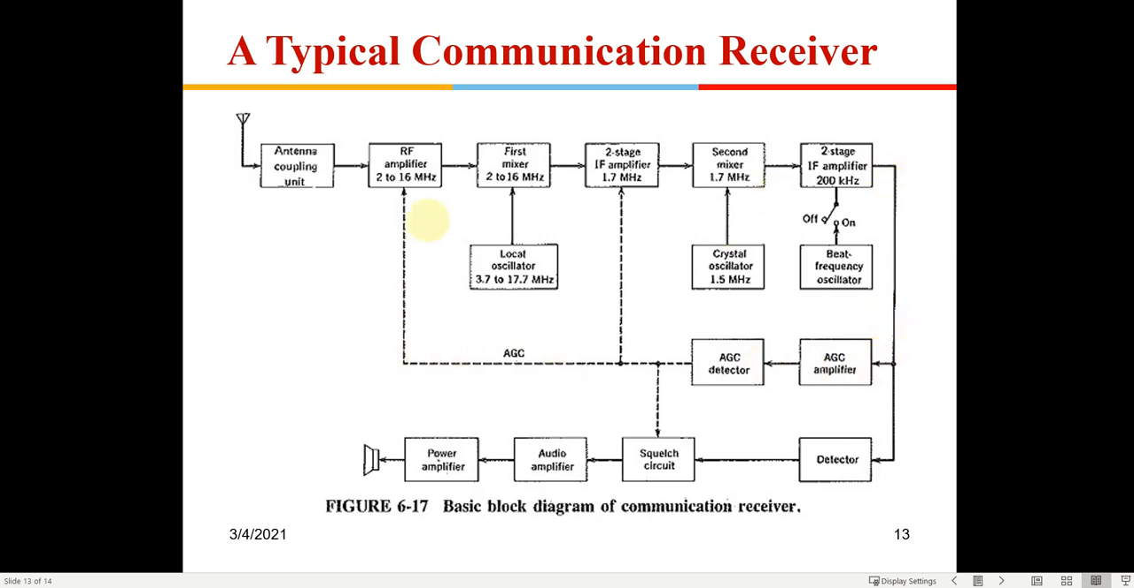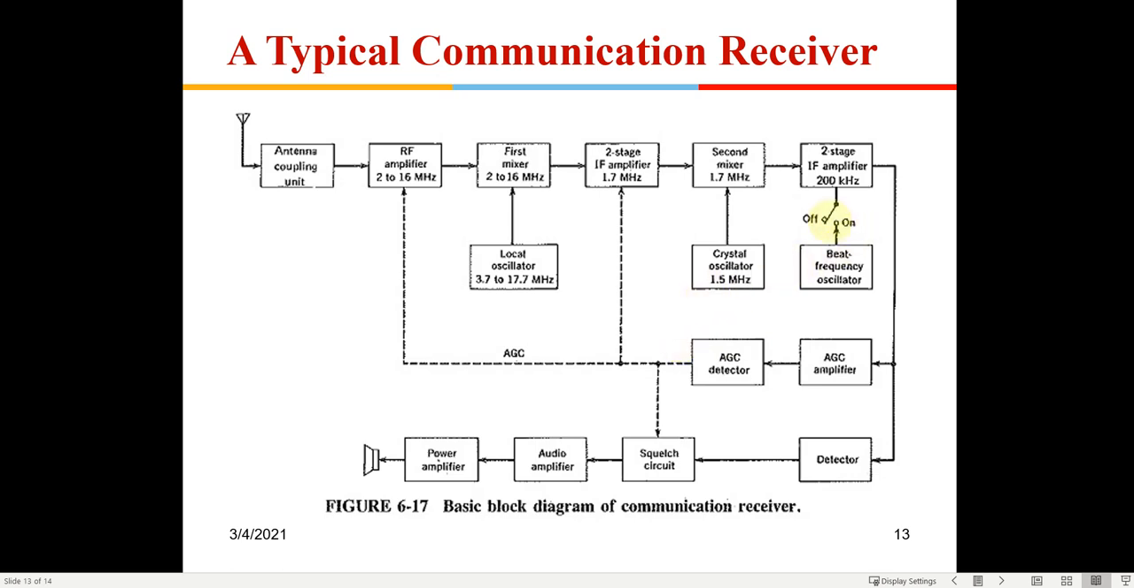So this is a feedback loop which is given. Whatever you have from the IF stage, this AGC amplifier and the AGC detector will adjust the gain of this RF amplifier and the IF amplifier here, so that you are able to receive a constant signal at the audio level in your headset or whatsoever. Otherwise the audio level will keep increasing as the RF signal varies. So this is a feedback loop.